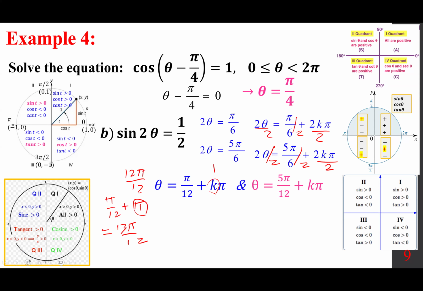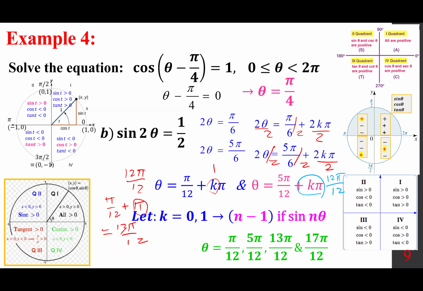If I do it here, this is 12 pi over 12. I get 17 pi over 12. So k is 0 and 1, n minus 1, if it's sine of n theta. Just remember that in general. Those are the answers. So for sine of n theta, or the rest of them, doesn't matter. You use 0 all the way to n minus 1.